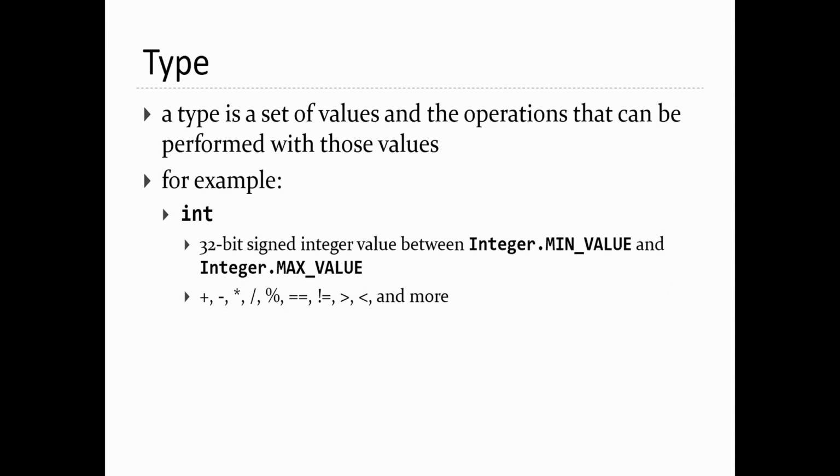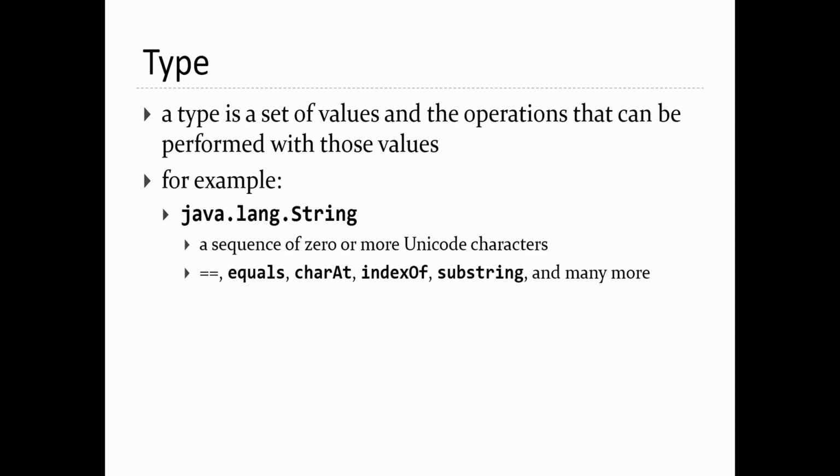OK, so we'll start with what's a type. A type is a set of values and the operations that you can perform on those values. So int, what are the set of values? Well, they're the set of 32-bit signed integer values. There's a minimum value and a maximum value. What operations can you perform with those values? Well, you can do all of these. So you can do arithmetic, you can do comparisons, and there's a few other things you can do. So an int is an example of a type.